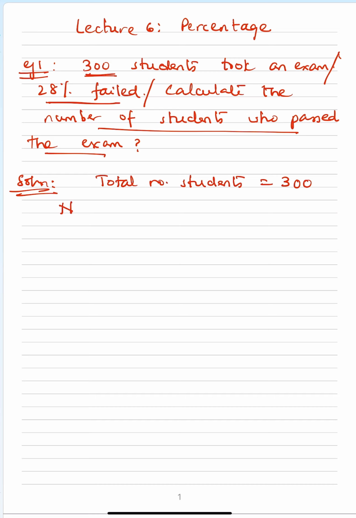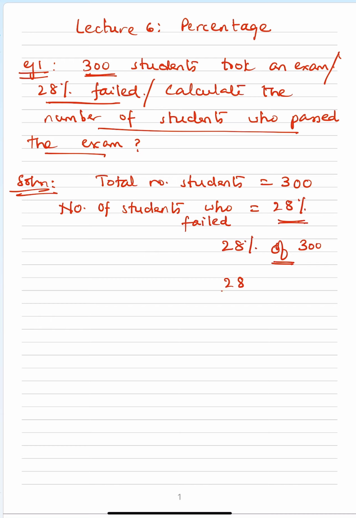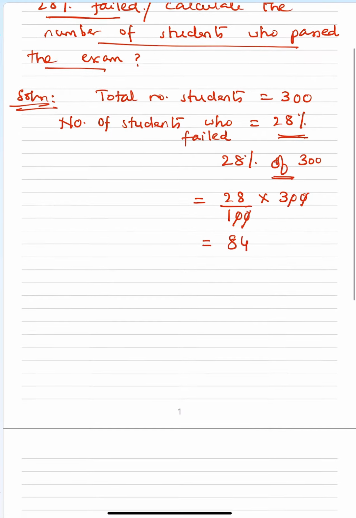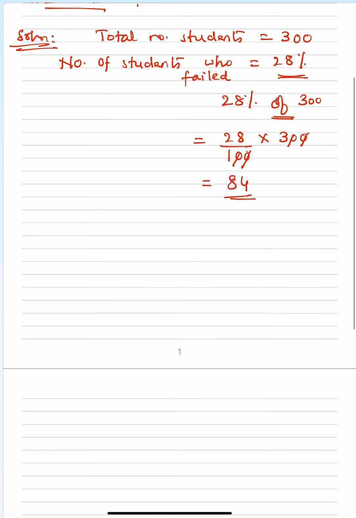Then we will write, number of students who failed is equal to 28 percentage. This 28 percentage is out of 300. Correct? So first we will calculate, what is the meaning of "of" here? Of means multiplication. So let us write 28 upon 100 multiply by 300. Correct? So 0 0 gone, 0 0 gone, and we will get 84. So the number of students who failed were 84.